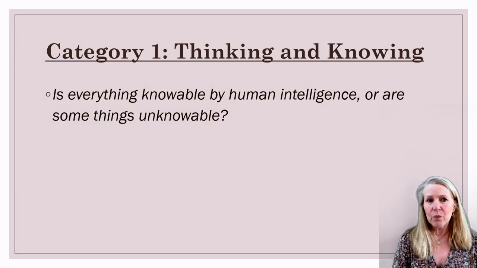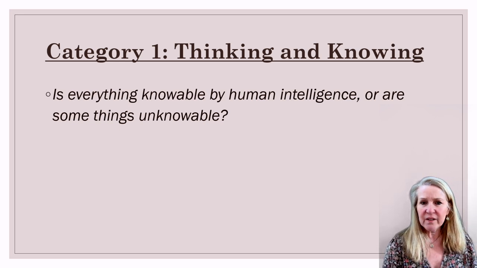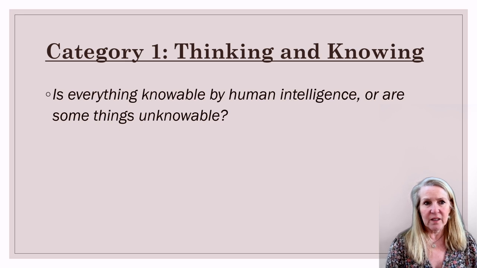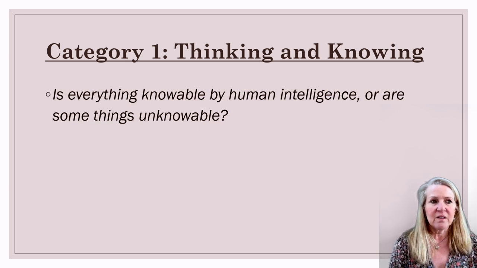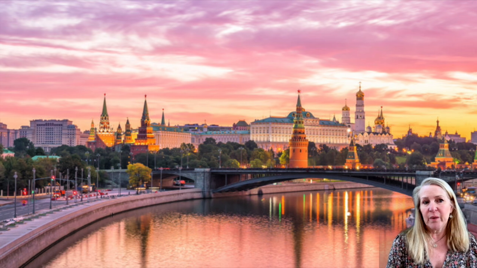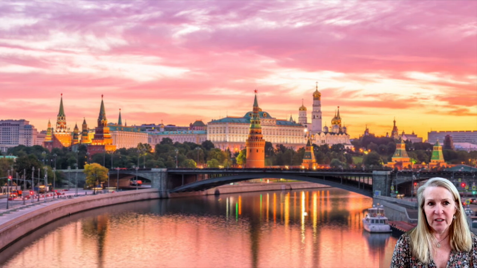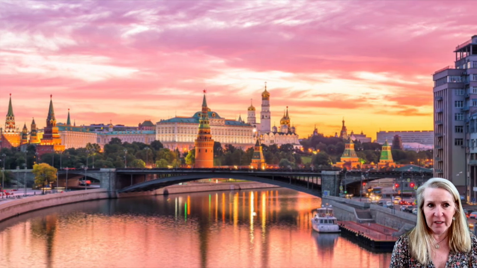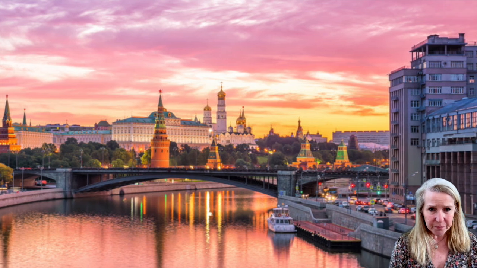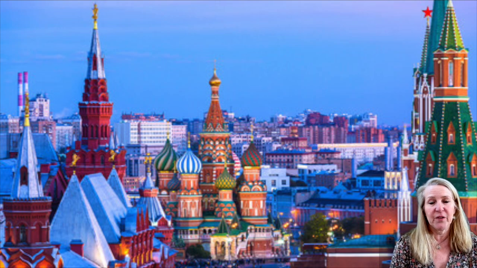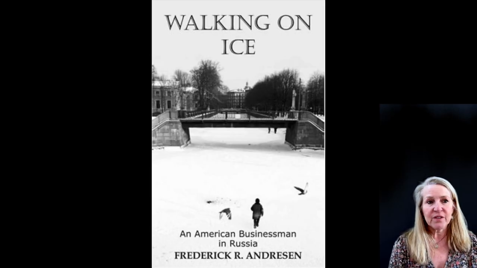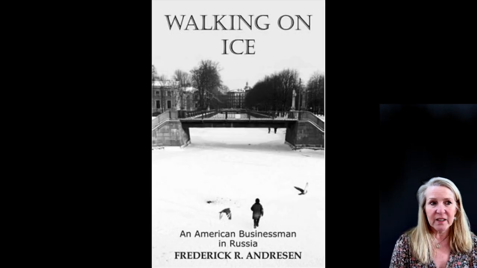Is everything knowable by human intelligence, or are some things just unknowable? How do you think this question could be answered in the United States? For comparison, let's look at Russia. A book written by an American business person, Frederick Anderson. He spent about a decade in Russia doing business and had a really positive experience. And he enjoyed thinking about the cultural differences, so he wrote a book called Walking on Ice.